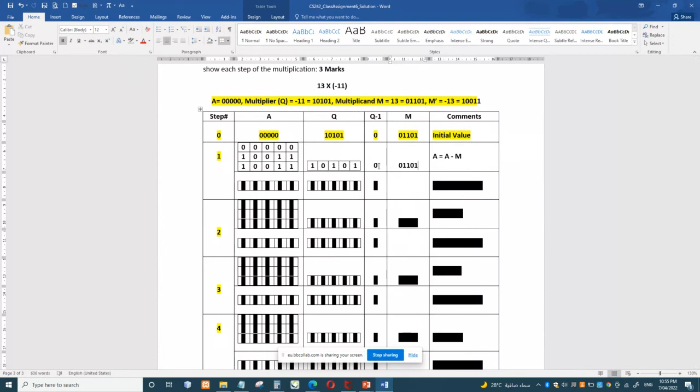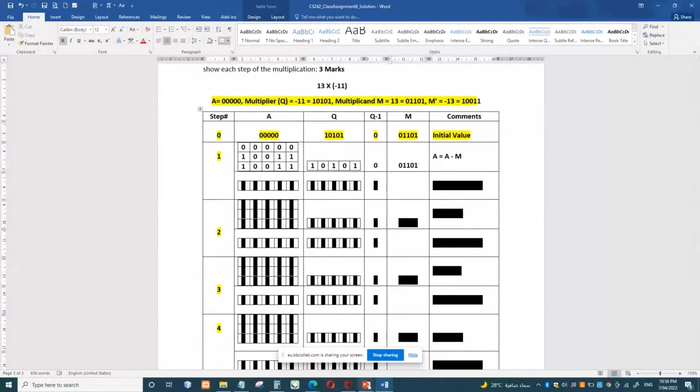Doctor, why are we not changing anything in Q? We are saying that we are shifting Q, right shift, right? No, we have not done shifting. First, we will perform A minus M. That is the first step we have done. Now we'll do the shifting, arithmetic right shift. Are you following?